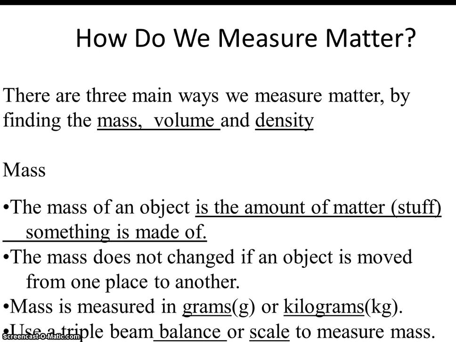So how do we measure matter? Well, there are three main ways. The first is mass. Now, the mass of an object is the amount of matter or stuff something is made up of. That stuff can be atoms or anything. The mass does not change if you move an object from one place to another. The mass always stays the same.